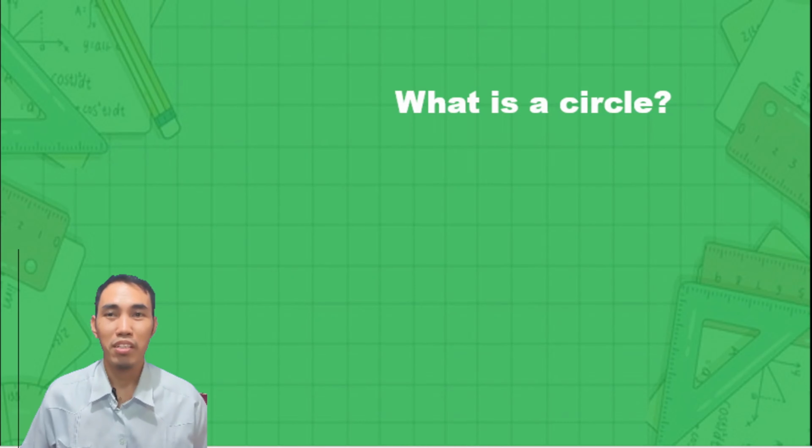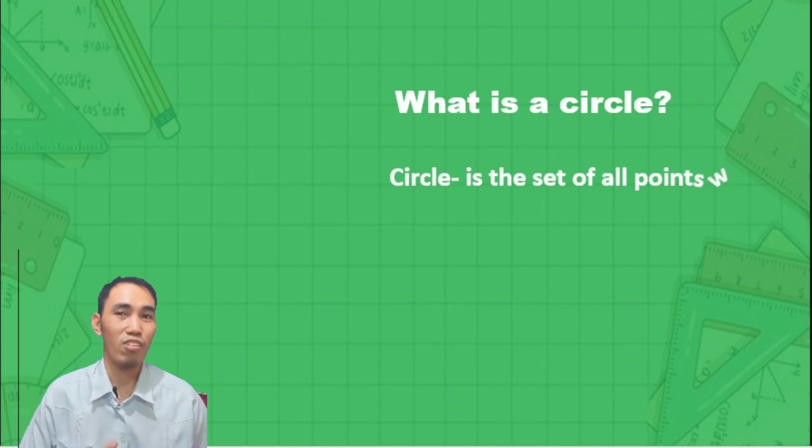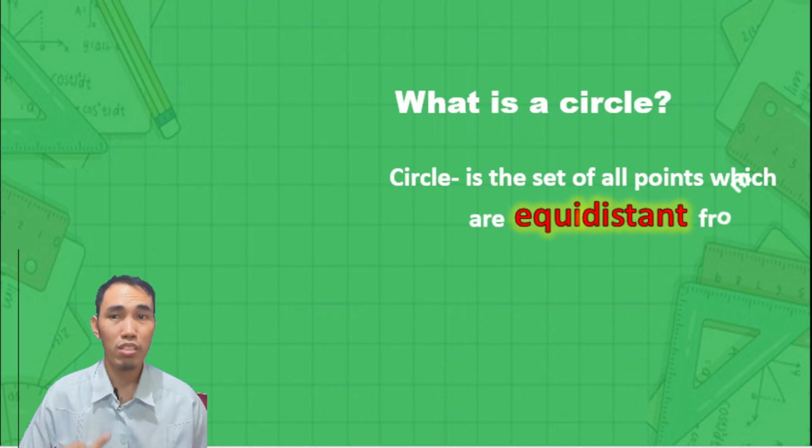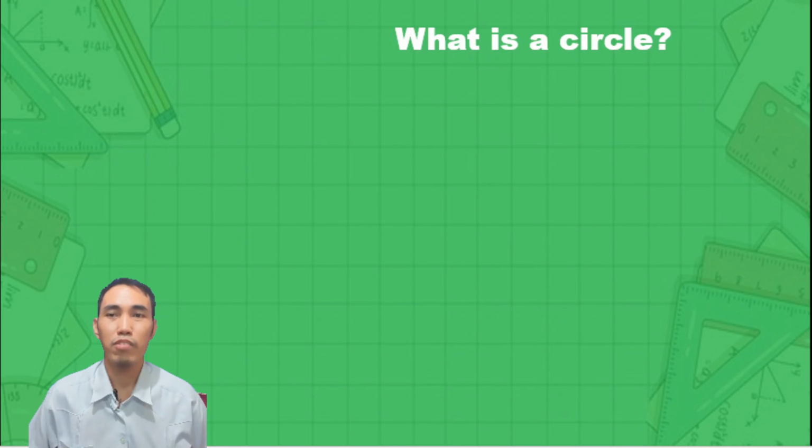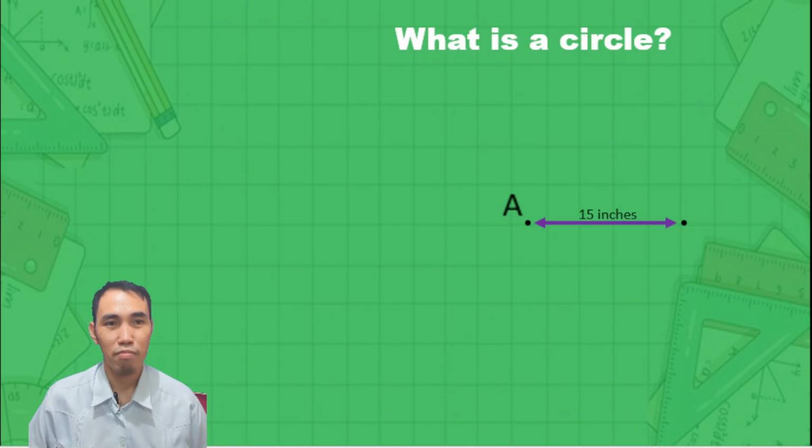In geometry, a circle is the set of all points which are equidistant, or the same distance, from another single point. Let's say we have a single point to start with. Let's name this point point A. And from this point, we will start drawing points which are equidistant from it. This point here is 15 inches away to the right.